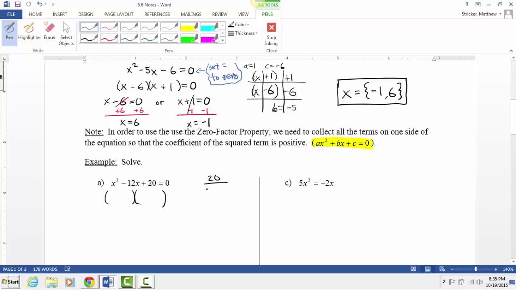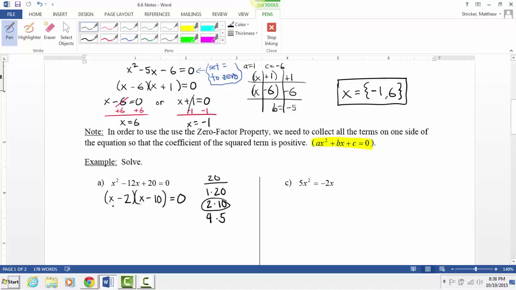Ways to get 20, we have 1 times 20, we have 2 times 10, we have 4 times 5, but I'm looking for two things that multiply to give 20 and add to give -12. So we're going to have to use 10 and 2, and they both have to be negative. So this is going to be x minus 2, x minus 10. That's equal to 0, so all we did was factor it, bring the equal 0 down.